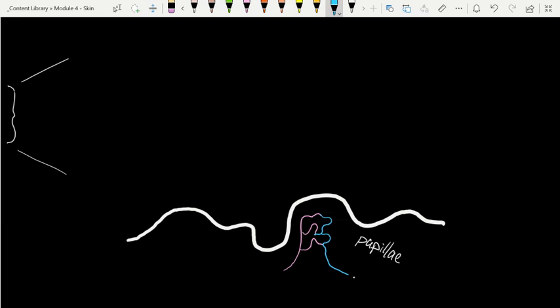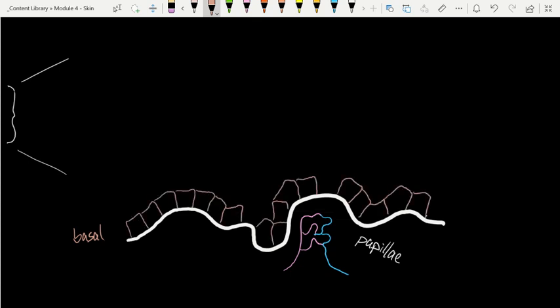All right, let's start with our first layer, the basal layer, also known as the stratum basale. This basal layer is a single cell layer thick, and this is where we find our keratinocyte stem cells. These are cuboidal in nature, and they really just have one job. This is where we find cell division. So we could show that maybe this cell here is dividing.